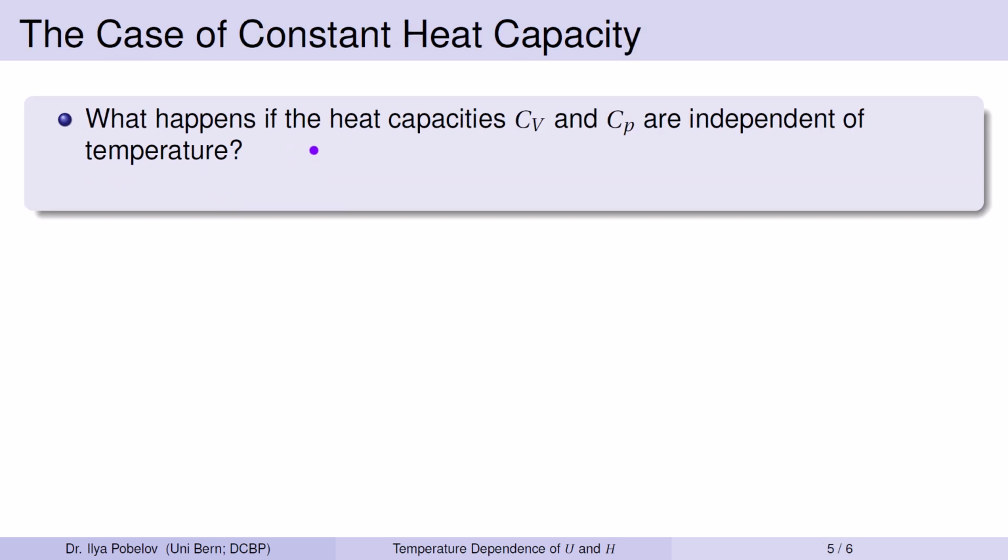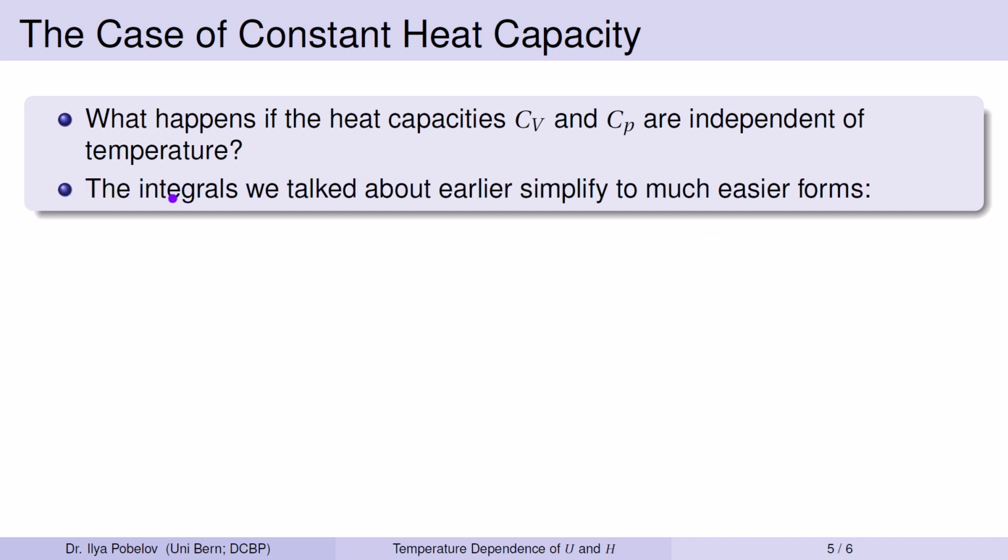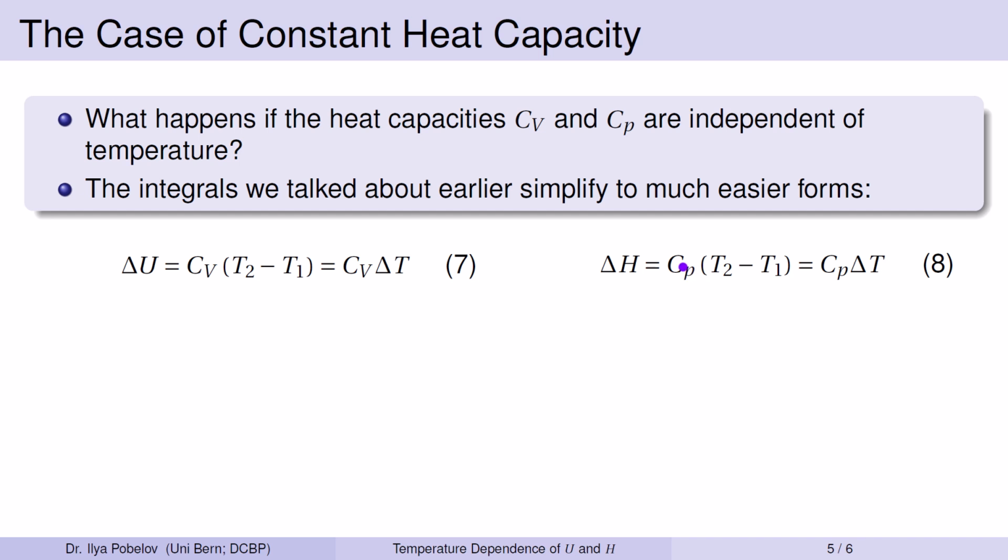Let's now consider what happens if the heat capacities Cv or Cp are independent of temperature. In such cases, the integrals we talked about earlier simplify to much easier forms. If Cv does not change with temperature, it holds that delta U equals Cv multiplied by the difference between T2 and T1. Similarly, if Cp is constant, delta H equals Cp multiplied by the difference between T2 and T1.